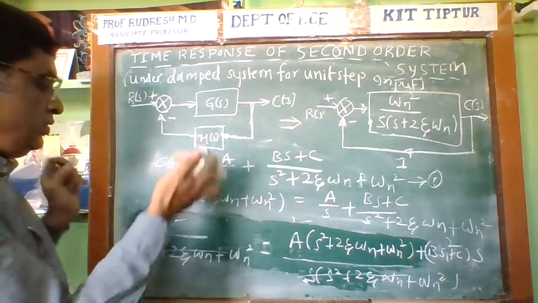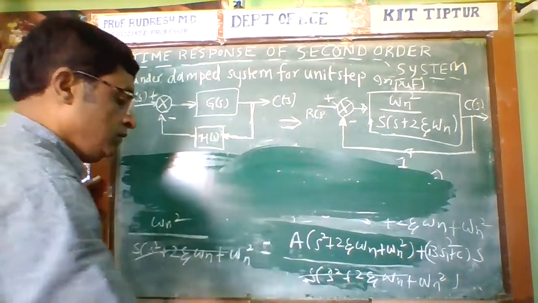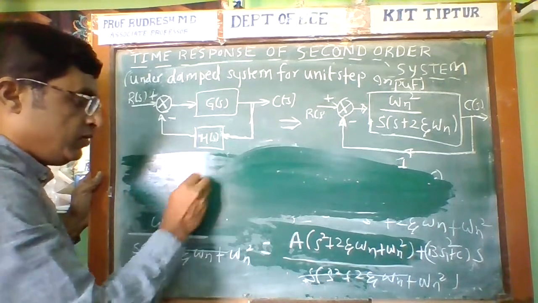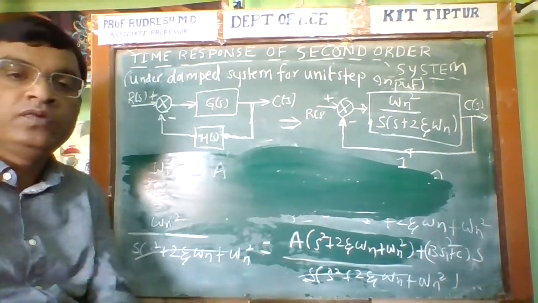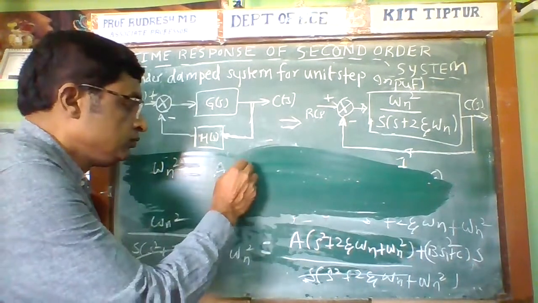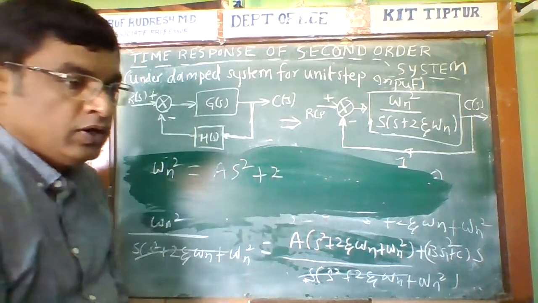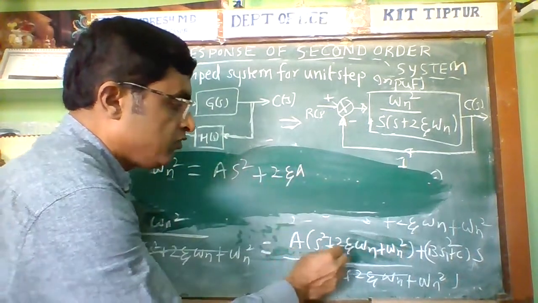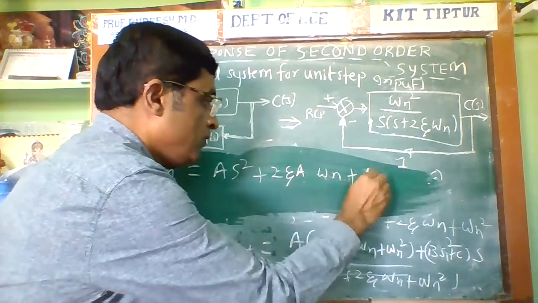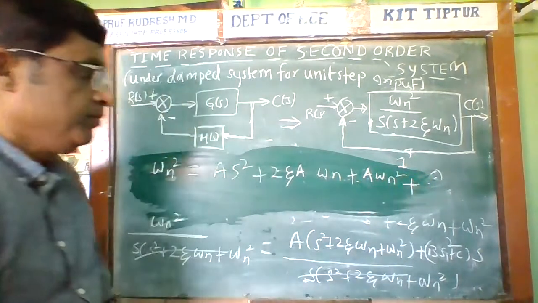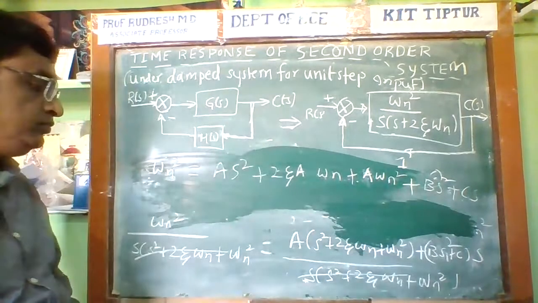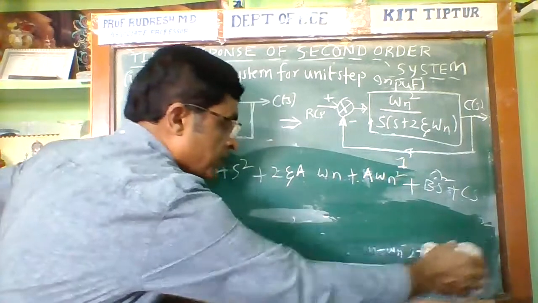Now what is the value of the left hand side? The left hand side is omega N square, which is equal to A into S square plus 2 zeta A omega N S plus A omega N square, plus B S square plus C S. Now this term gets cancelled. Now find the values of A, B and C.